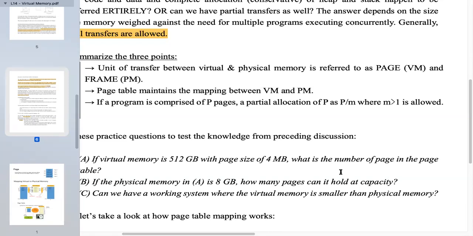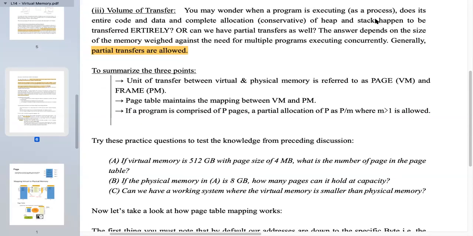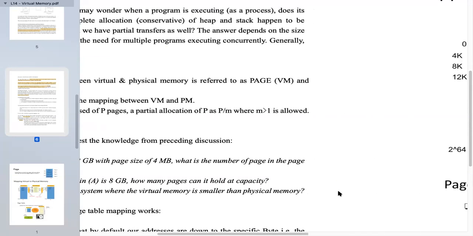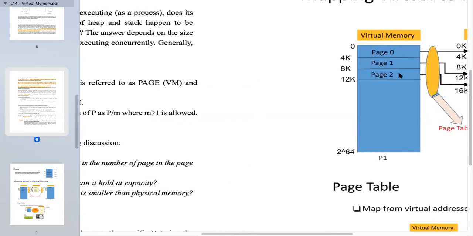So 2 raised to power 39 divided by 2 raised to power 22 is 2 raised to power 17, which is 128K. So you have 128K pages. Let me know if you get that answer. So you have 128K pages. That means when you see this page 0, 1, 2, it's running all the way till page 128K minus one, whatever it is.